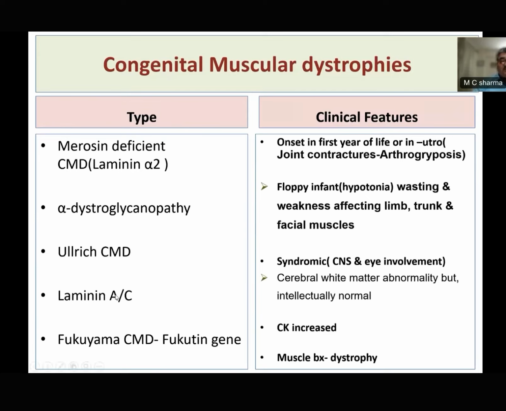This is a group of muscle diseases one should remember as an MD student: merosin deficiency, alpha-dystroglycan. Sometimes this question is asked. Ullrich, Lamin A/C, Fukuyama are the most common. They present with a floppy infant. They become more severe with age, and most of the children don't walk. Many of them are syndromic, where a lot of other organs are involved.